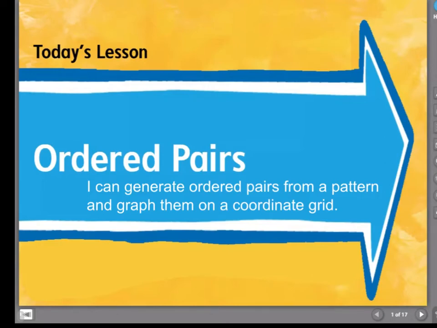Today's lesson is on ordered pairs. Our I can statement is: I can generate ordered pairs from a pattern and graph them on a coordinate grid. Today we're going to take what we learned about patterns and apply it to what we learned yesterday about coordinate grids. Let's see what we can figure out.